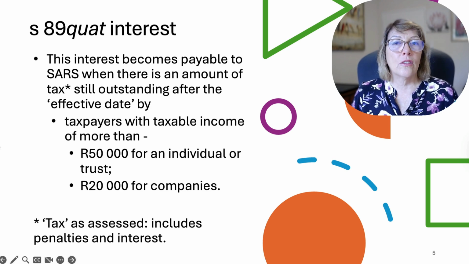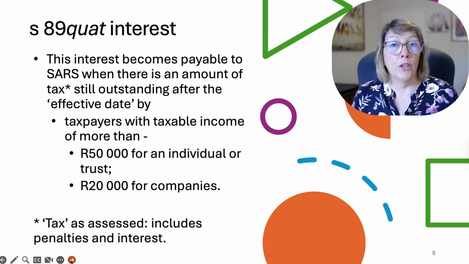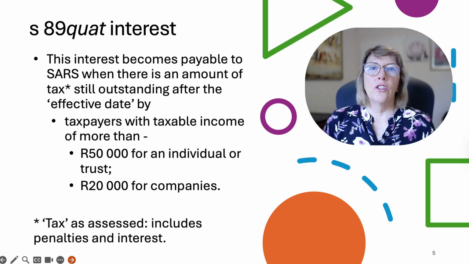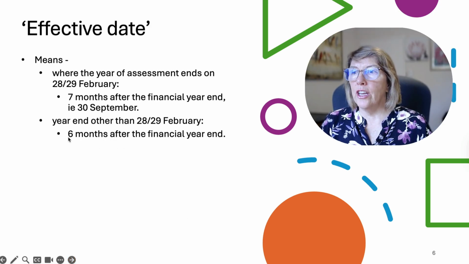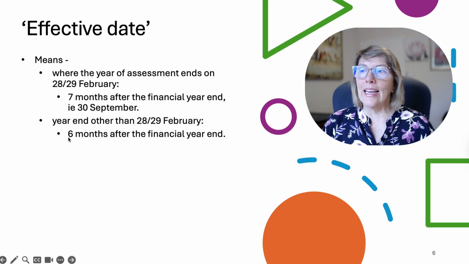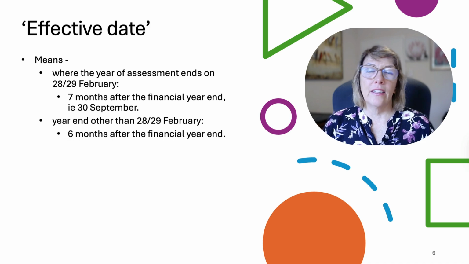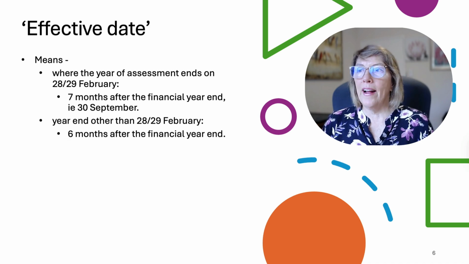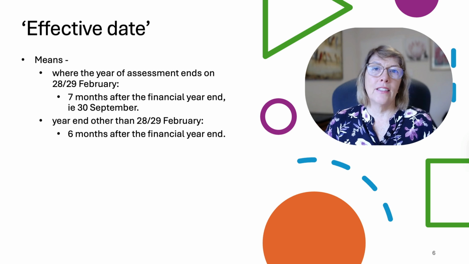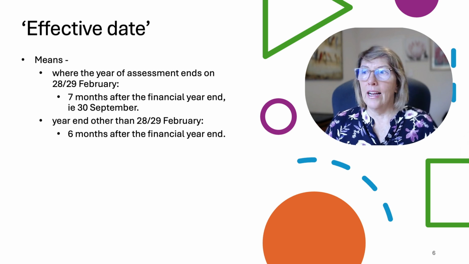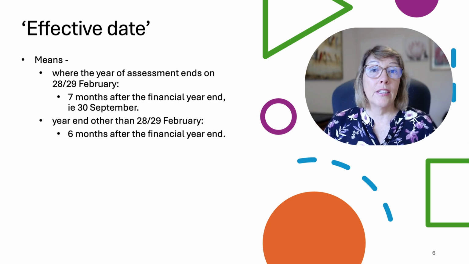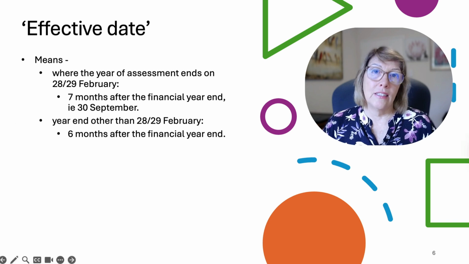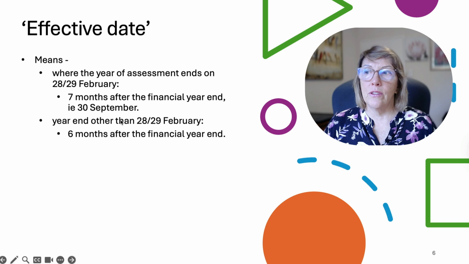So what is the actual tax liability that arises on assessment, which could be almost a year after the end of the year of assessment? So the interest that applies is going to be the interest on any tax outstanding after the effective date. And when we talk about the effective date, that, as I've indicated there, is defined. It means when your year of assessment is ending at the last day of February, it means 7 months after, so it'll be the end of September.